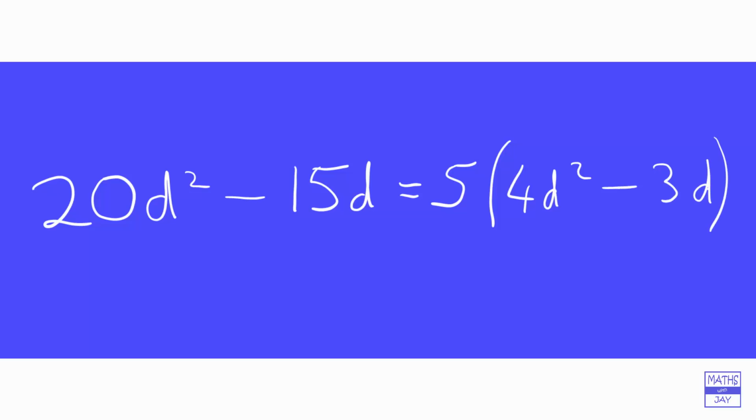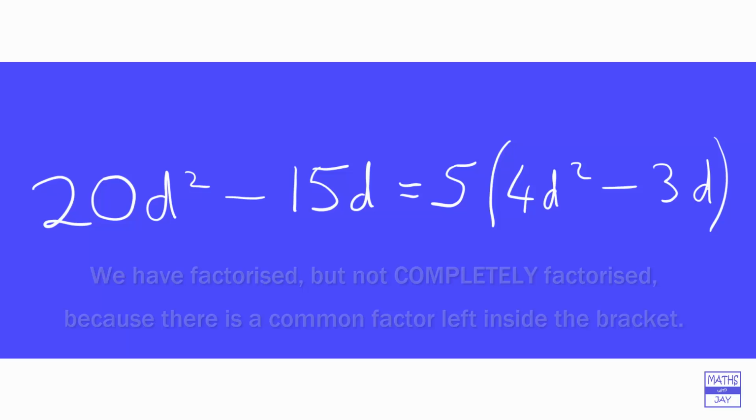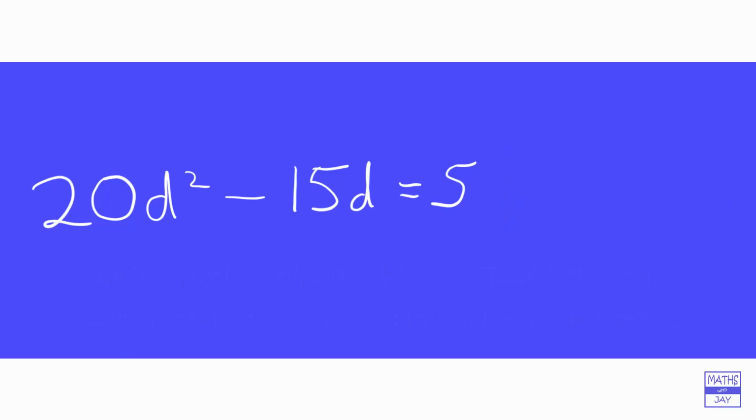And what we've done there is we've factorised, but if you look at the bracket, the two terms inside the bracket still have a common factor. They both have a d in them. So we haven't actually completely factorised. What we should have done is have a look at the letters as well. So we can see there's a d in common as well.